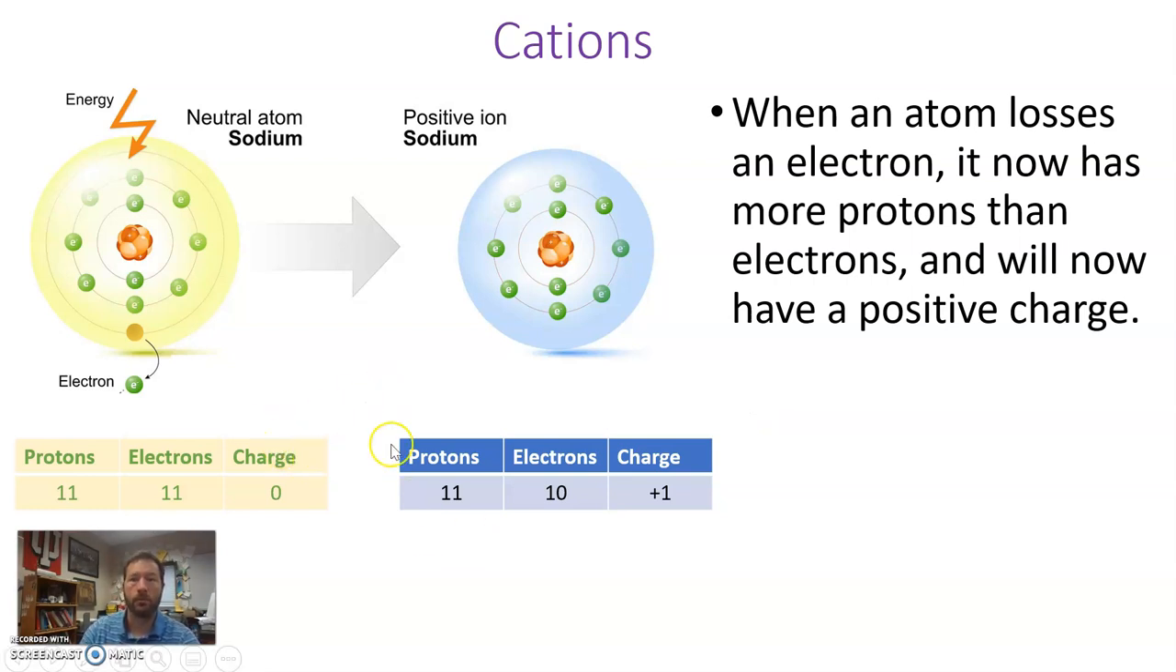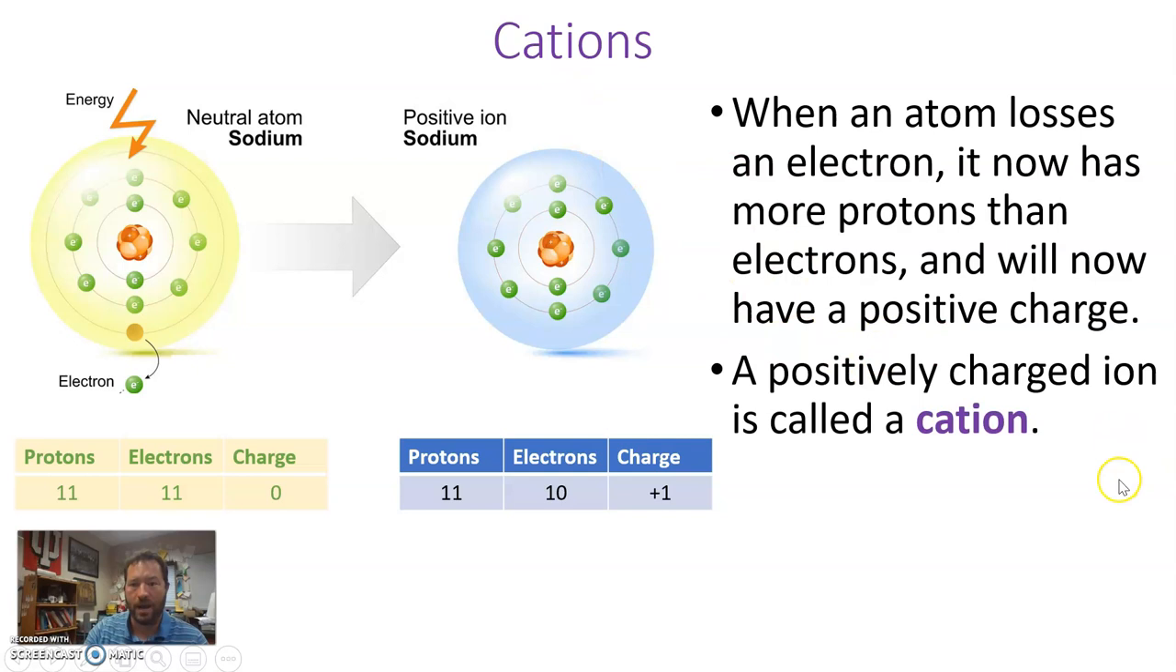So when an atom loses an electron, so there's an electron, it comes off of this atom, it now has a positive charge because it has more protons than electrons. 11 protons, only 10 electrons. That means we have one more positive charge, so we have an overall charge of +1. This is what's known as a cation. So positively charged ions are cations.